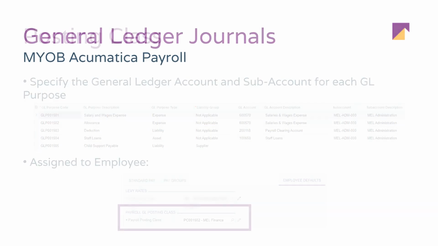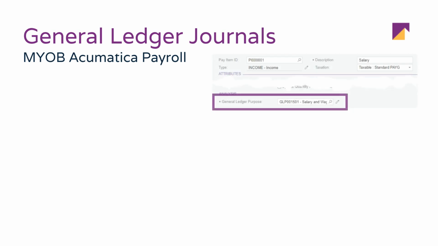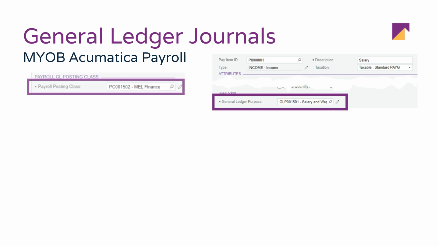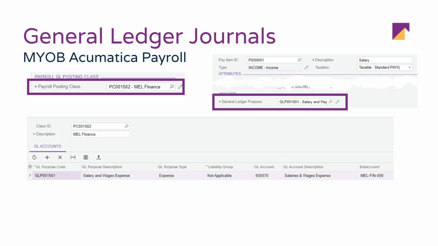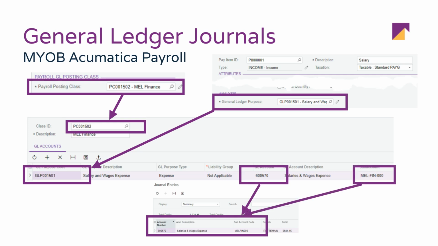The appropriate posting class is assigned to an employee to specify the general ledger accounts and sub-accounts for their payroll journals. When producing the general ledger journals, the system will first look at the pay item in question to find out which general ledger purpose is assigned to the pay item. Next, it will check the employee's record to find out which posting class has been assigned to the employee. The system will then look for the general ledger purpose in the posting class. The journal transactions will be posted to the general ledger account and sub-account assigned to the general ledger purpose.